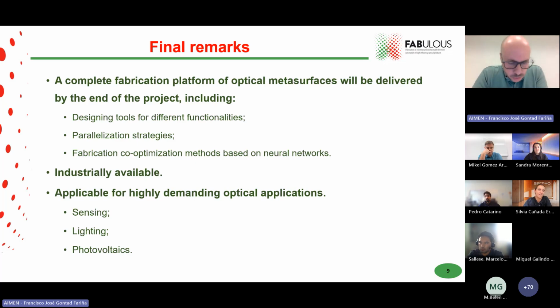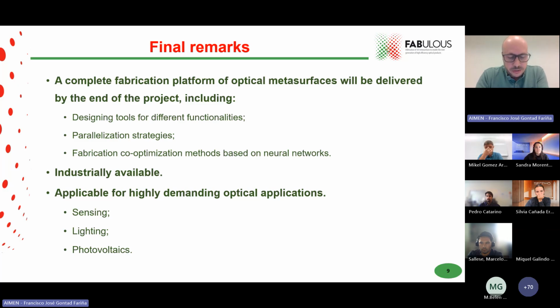As a final remark, the message I wanted to give you is the fact that we are developing a complete fabrication platform, coming from the design point of view, developing simulation and optimization tools that help us develop the manufacturing process. And those strategies, together with the parallelization techniques, allow us to produce, as we observe, very good resolutions and very high throughputs for the fabrication of the meta-surfaces. They will be industrially available.